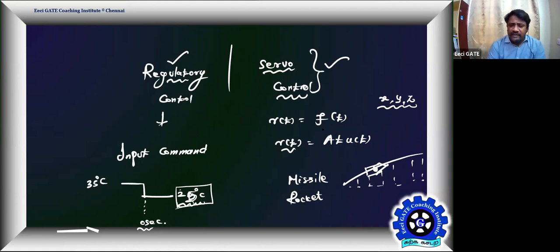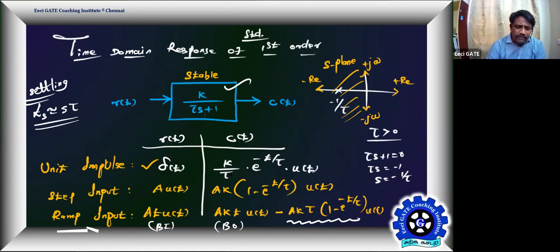For a control system, if the input command keeps on changing with respect to time, such a control system we call a servo control system. What we are checking here is, by giving a step input, whether my control system K by tau s plus 1 can act as a regulatory control system or not. Yes, when K equals 1. For example, you give a command of A and the response is also rising to A. At least after some time it is going to follow. Yes, it's a good regulatory control.